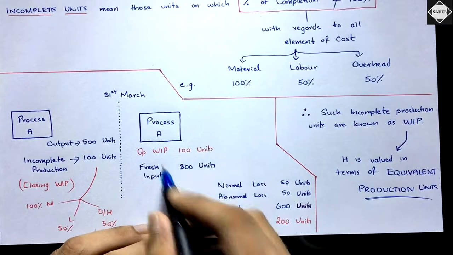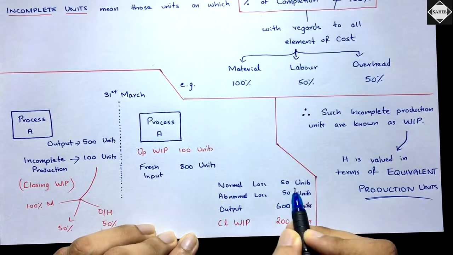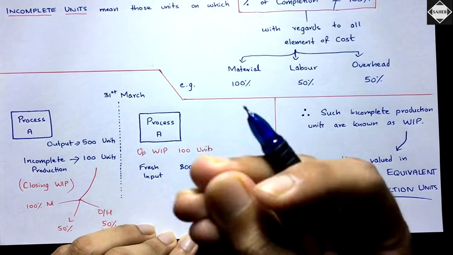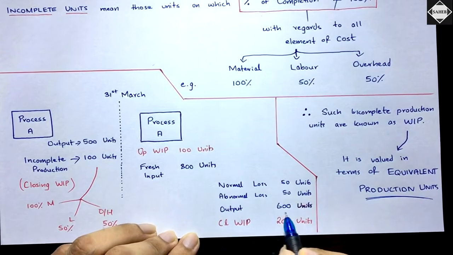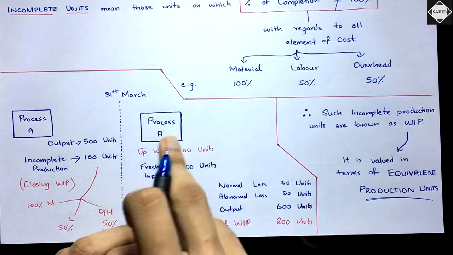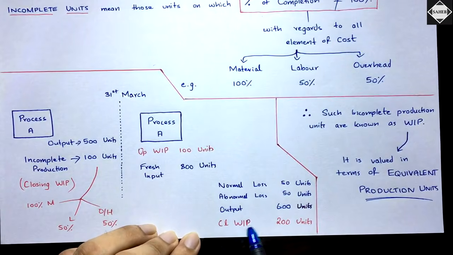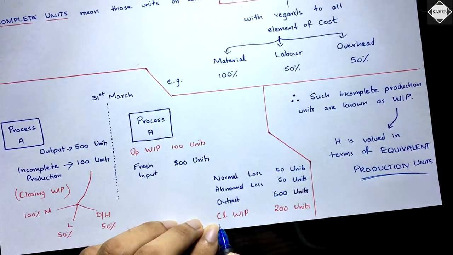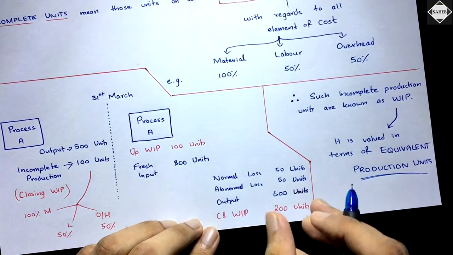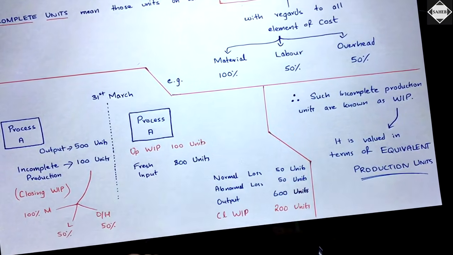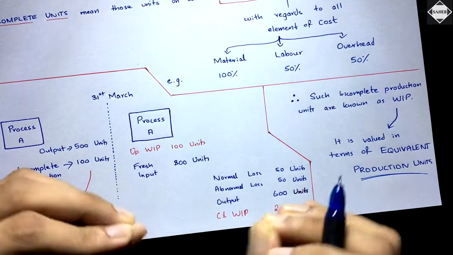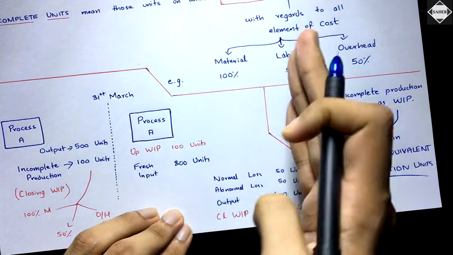So now let's say in the same instance, normal loss of 50 units, abnormal loss is 50 units, just for an example. And the finished output that came out of the machinery, 600 units, was transferred to the next process, process B. And then, as I said, this is 31st March, the factory was closed, and let's say in the machinery there was closing WIP of 200 units. 200 units are still in the machinery, and these are incomplete production. This is closing WIP. The work is not completed 100% with regard to material, labor, overhead.